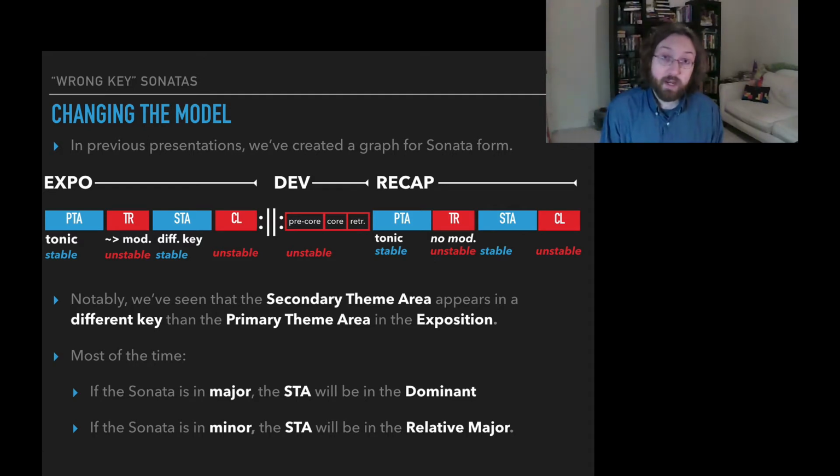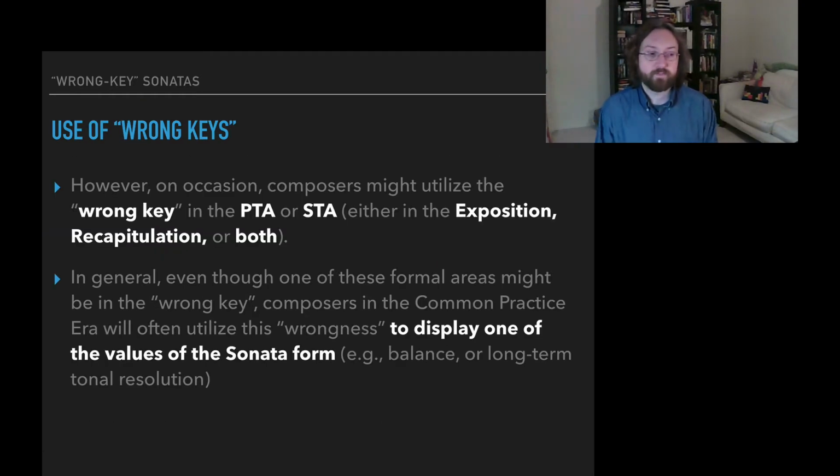Most of the time, if the sonata is in major, the secondary theme area will be in the dominant. And if the sonata is in minor, the secondary theme area will be in the relative major. However, on occasion, composers might utilize the wrong key in the primary theme area or the secondary theme area, either in the exposition, recapitulation, or both.